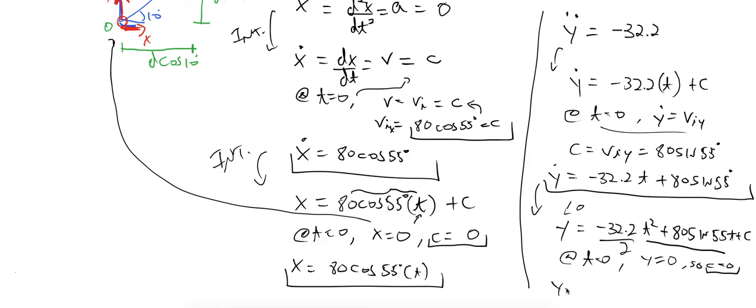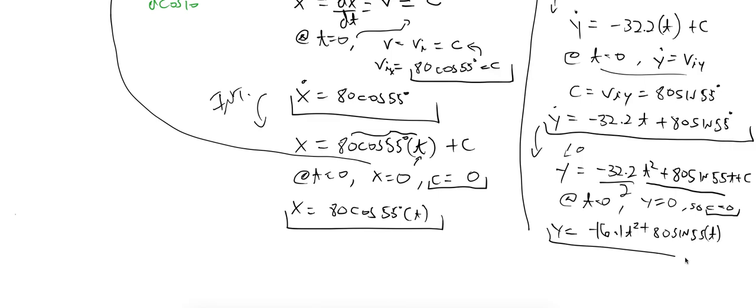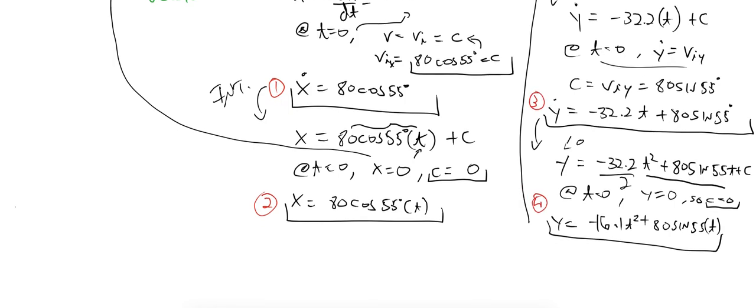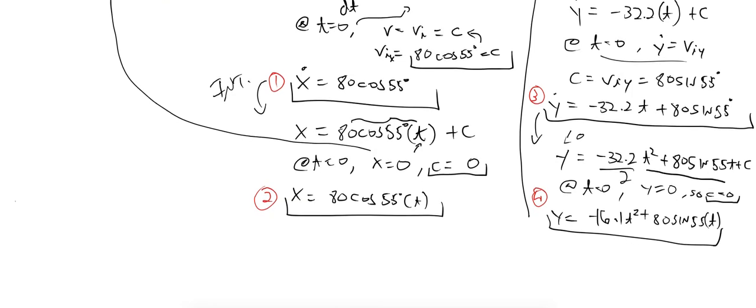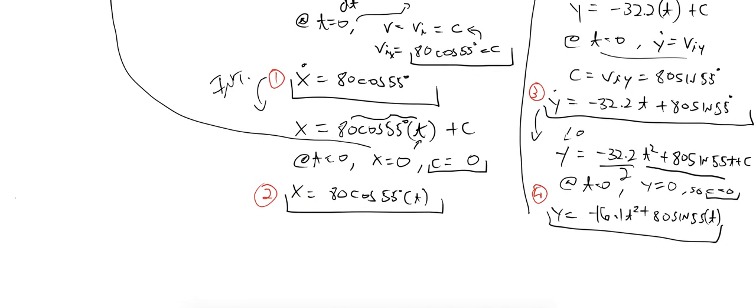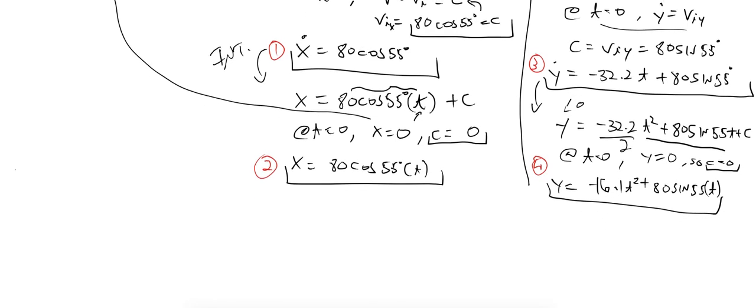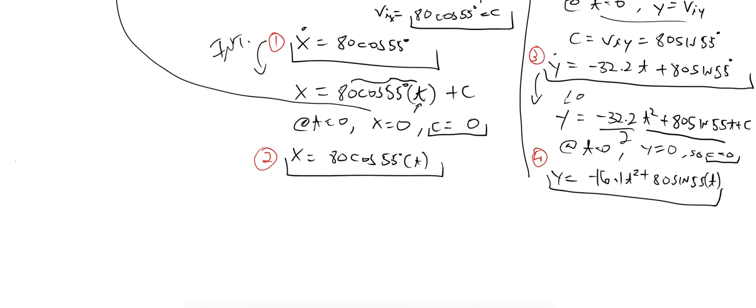So y is equal to negative 16.1, let me just simplify this a little bit, t squared plus 80 sine of 55 times t. This is it as far as that expression goes. So what we're left with is 1, 2, 3, and 4 equations to describe position and velocity everywhere. These 4 equations literally describe position and velocity everywhere of that golf ball. It's very powerful, right?